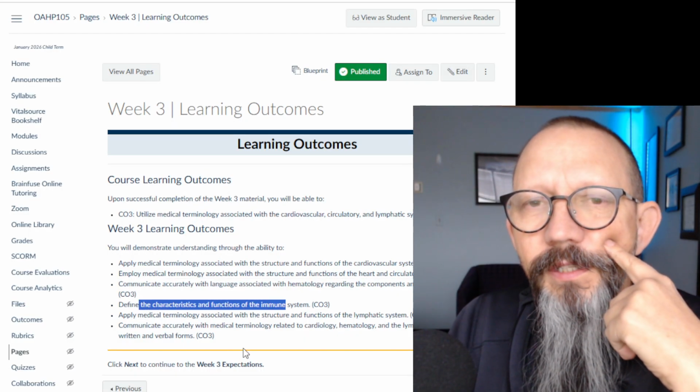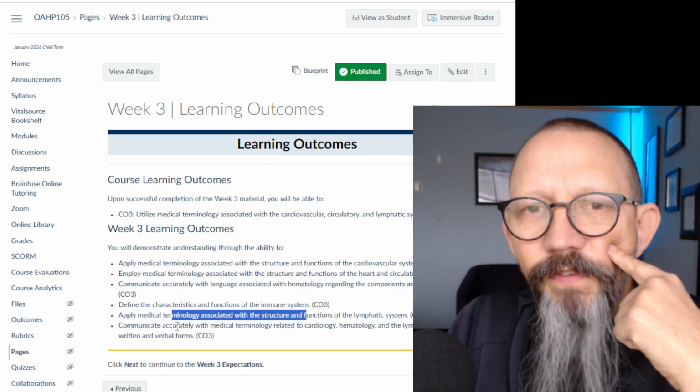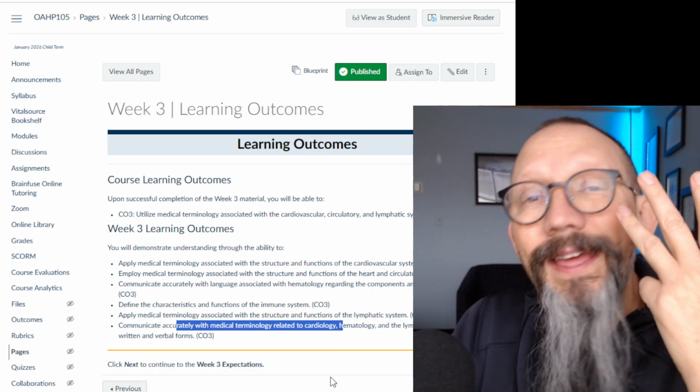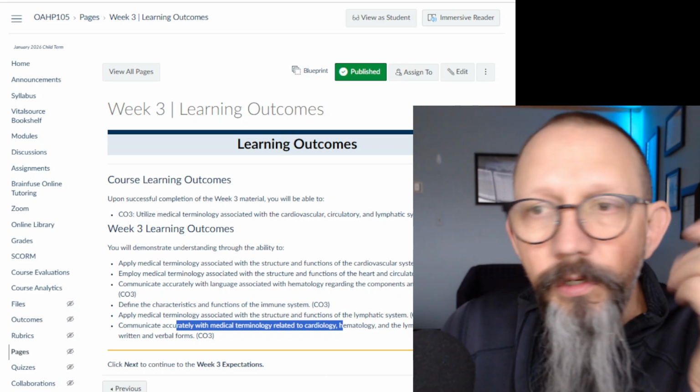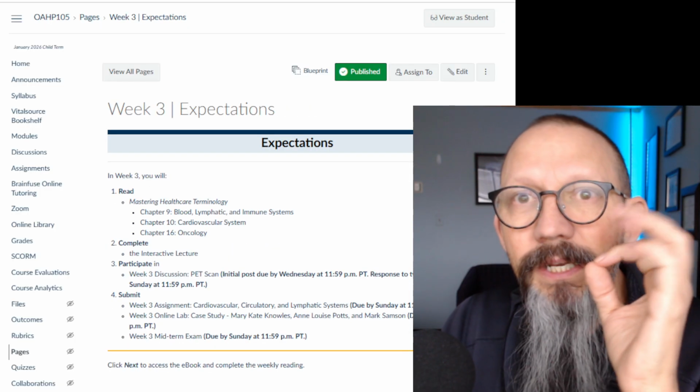Define the characteristics and functions of the immune system and apply medical terminology associated with the functions of the lymphatic system and cardiology, hematology, lymphatic system, and actually in this one, we talk about oncology, which is the study of cancer, right? So let's bounce through these real quick. I'm going to try to do this in like 6 minutes, I think.